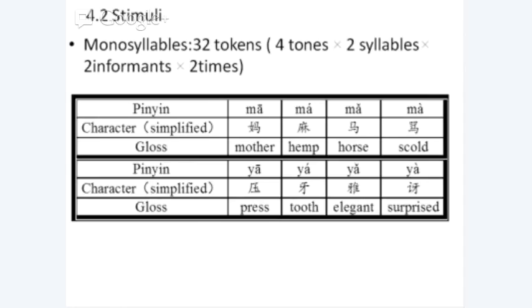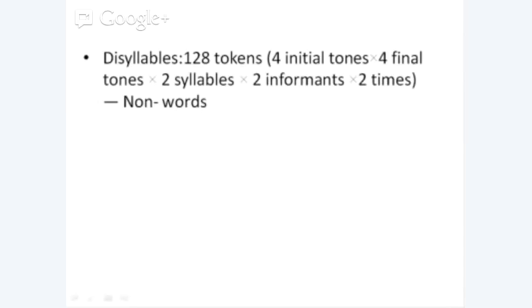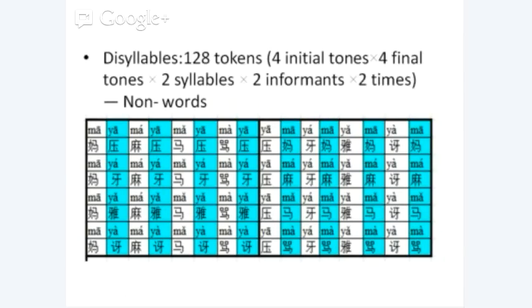For the stimuli, I use 32 tokens of monosyllables, basically ma, ma, ma, ma, ya, ya, ya, ya, and 128 disyllabic tokens. It is worth mentioning that these are all nonsense words. For example, the white column is the disyllabic first tone syllable, and the green column is the disyllabic second tone syllable. Because I use numbers, I want to account for learning experience, since some words learned at a higher level may not be known at a lower level. I also really want to know about their real categorical perception from a linguistic view rather than a lexical one, and we would otherwise have to consider lexical frequency and things like that.